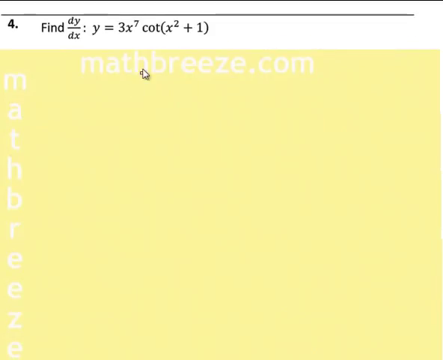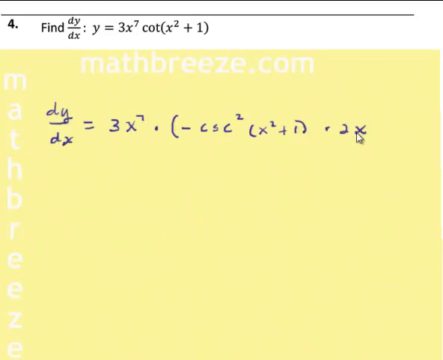In number 4, we have a product. Okay, 3x to the 7th times cotangent. So we're going to use the product rule. Alright, so let's start. dy dx is equal to the first, that is 3x to the 7th, times the derivative of cotangent x squared plus 1. Remember, the derivative of cotangent is minus cosecant squared. So we have minus cosecant squared of x squared plus 1. And now again, continuing with the chain rule, the derivative of x squared plus 1 is 2x. So multiply by 2x.